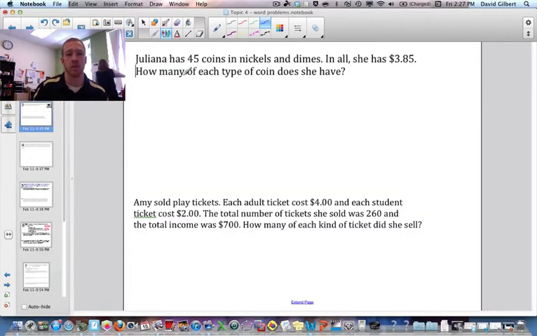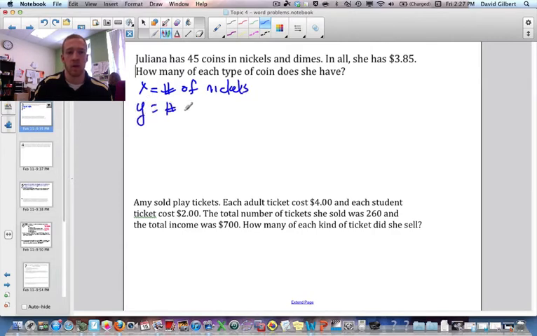Try the second problem here. How many of each type of coin does she have? So x is going to be the number of type 1, so x is the number of nickels, and then y is the number of dimes. That way, when we solve for x and y, we've answered the question that they're actually asking.